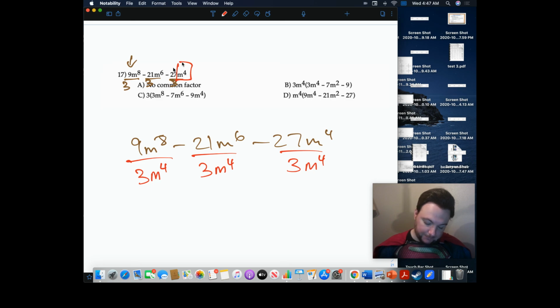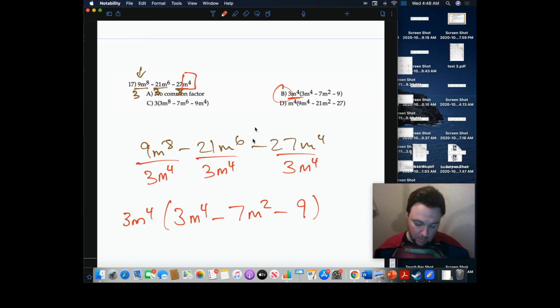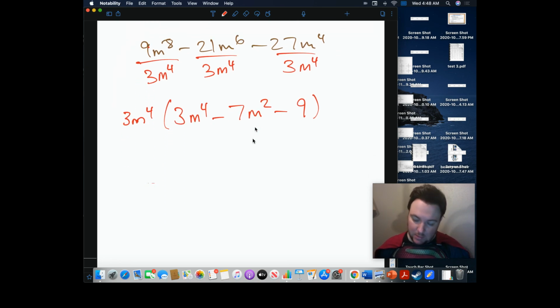And so that's it. We've got 3m to the 4th on the outside. Then what are we left with? Well, 9 divided by 3 is 3. When we divide, we subtract exponents if the bases are the same, so 8 minus 4 is 4. 21 divided by 3 is 7. 6 minus 4 is 2. And the back is just 9. Once you realize you have 3m to the 4th on the outside, it's got to be that one. All right, we're just zipping through this. Next one.